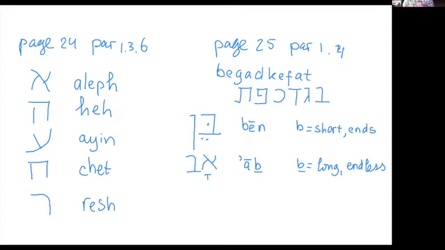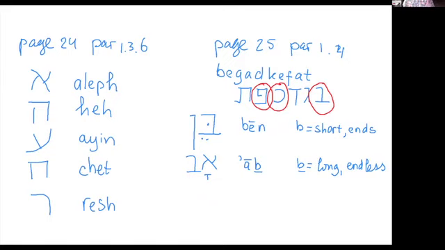The begad kefat letters have the possibility of a dagesh lene inside them, and there are 3 letters that have a very distinct difference in the way that you pronounce them. That's the B sound, the kaf sound, and the pe sound. Those 3 letters have a distinct change in pronunciation, and the others are not so different. The letters with a dot in it are hard and are short. The letter ends in its pronunciation. Ben. It immediately stops.